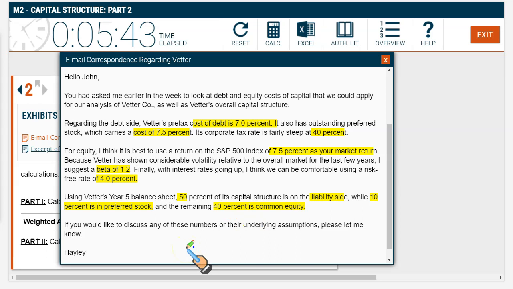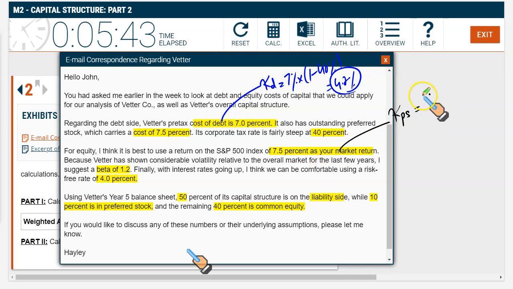First thing first, cost of debt. Cost of debt is equal to the percentage given times 1 minus tax. Remember, cost of debt must be taken on an after-tax basis. So it's going to be 4.2%. Then the next thing we can calculate is the cost of preferred stock. I'm going to write it as KPS. So KPS is given as 7.5. No working required. Straightforward.